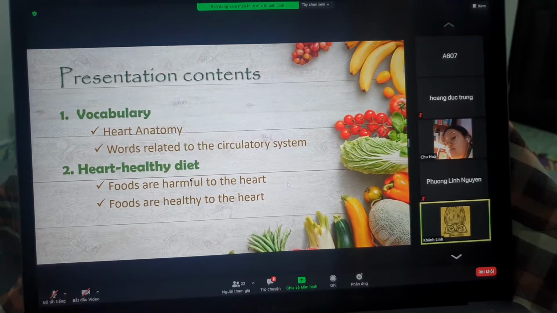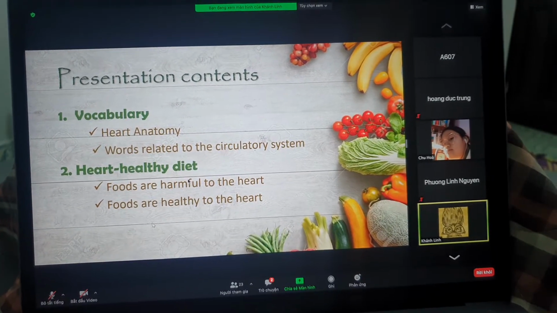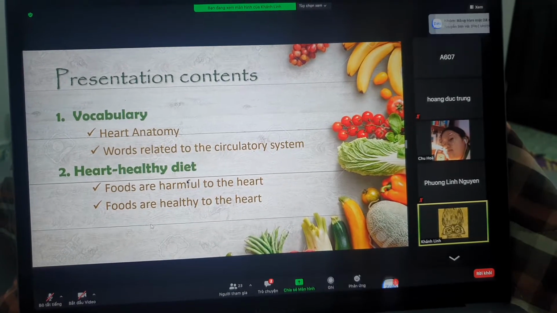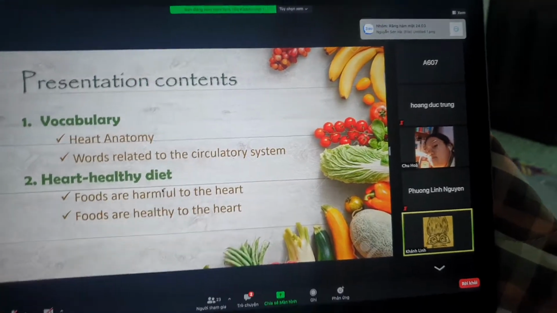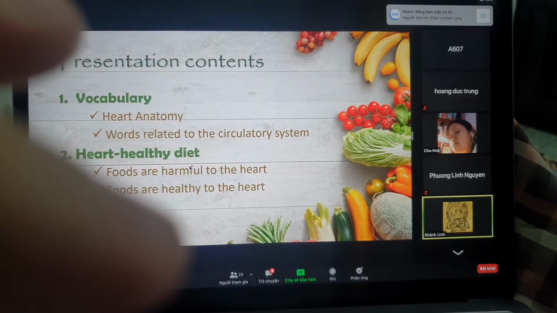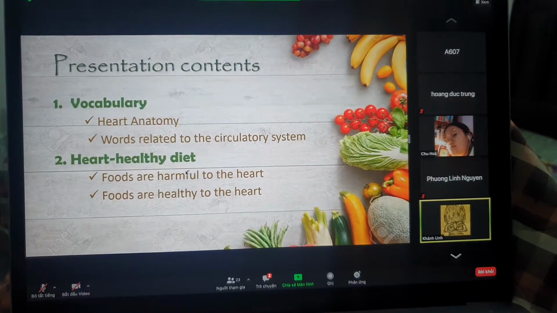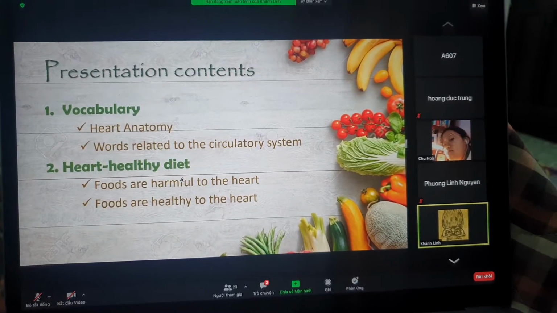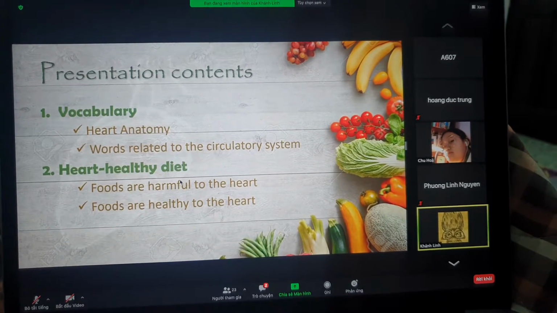In the second part, Mrs. Lam will suggest some foods that you should take into your diet for a healthy heart and some harmful ones that you should avoid. Let's start with heart anatomy.